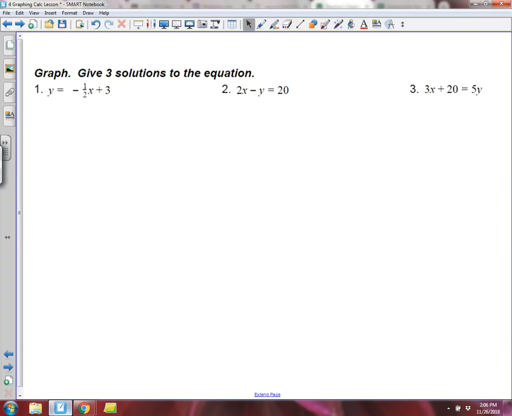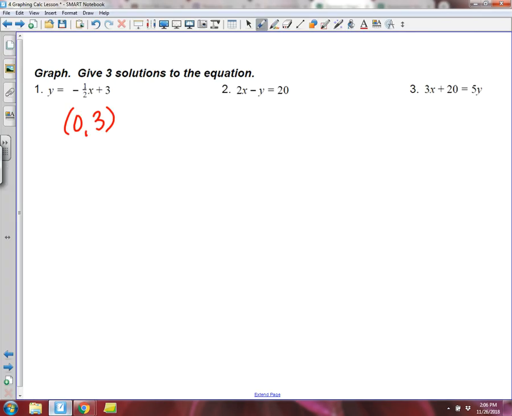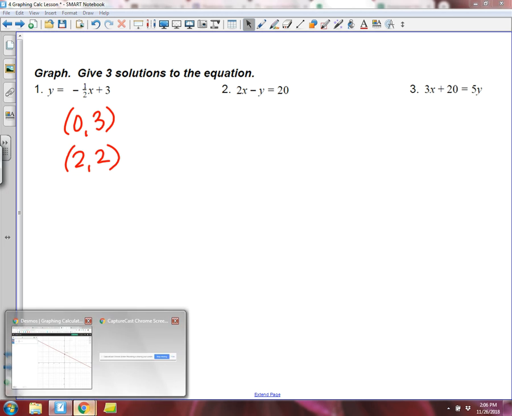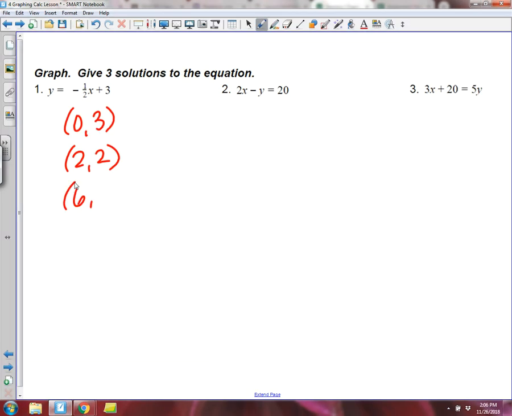Okay, so on your paper, my first one is going to be 0, 3. That's one solution. Got another one for me? 2, 2, she says. So I'm going to go back here, and I'm going to look. 2, 2. If you put your cursor right there, guys, it should tell you 2, 2. So that's going to be my next one. Okay, can you find me one more? Got another one? 6, 0, he says, which would be over here. Perfect.